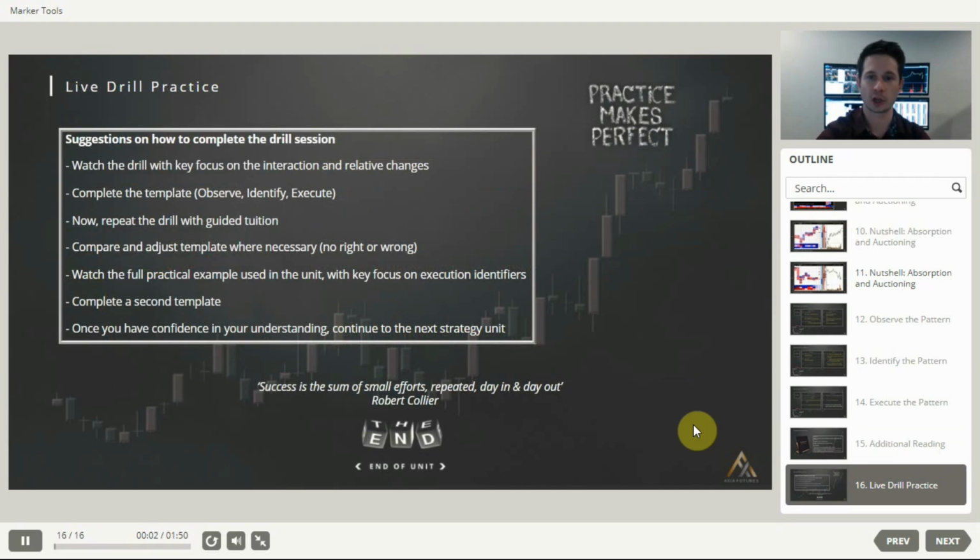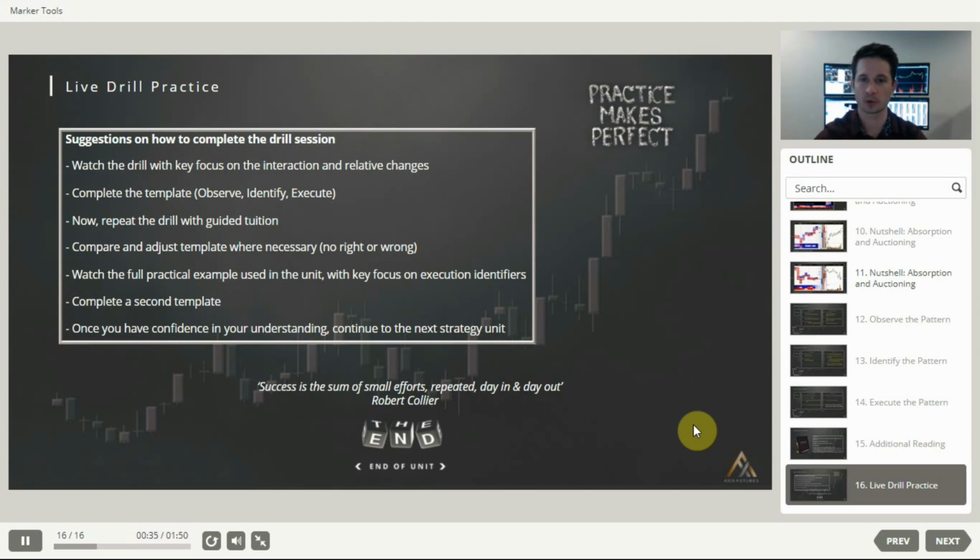Okay, so at the end of every unit, we're going to have a live drill practice session. And basically this is for me to introduce the drill to you, give you an understanding of how to execute the drill, as well as the process thereafter. So it's simple. At the end of every unit, you are going to find a drill. I suggest you go watch the drill with key focus on the interaction and relative changes. Okay, so go through again the principles underlying the strategy, read through that first. Once you've read through that, watch through the entire drill session. Now, once you've watched through it, go and complete the template.